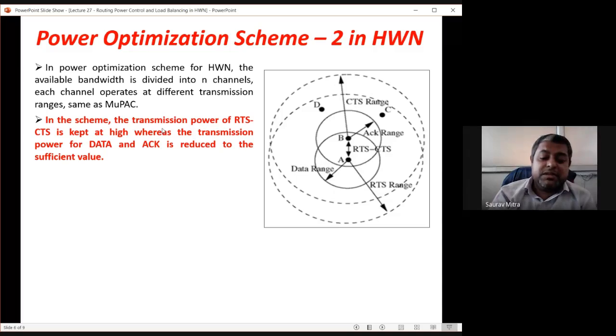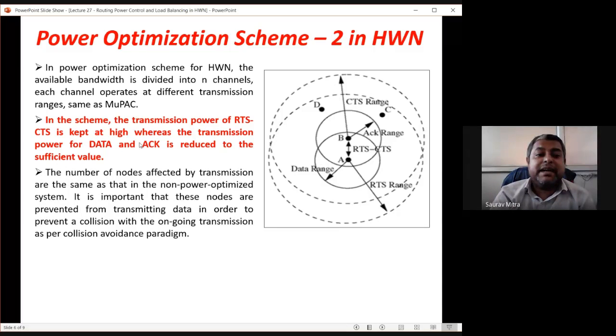So in the scheme, the transmission power of RTS and CTS is kept high, whereas the transmission power of data and acknowledgement is reduced. The number of nodes affected by transmission is the same as in the non-power optimized scheme. This is important, that these nodes are prevented from transmitting data in order to prevent a collision with the ongoing transmission, as per the collision avoidance paradigm.